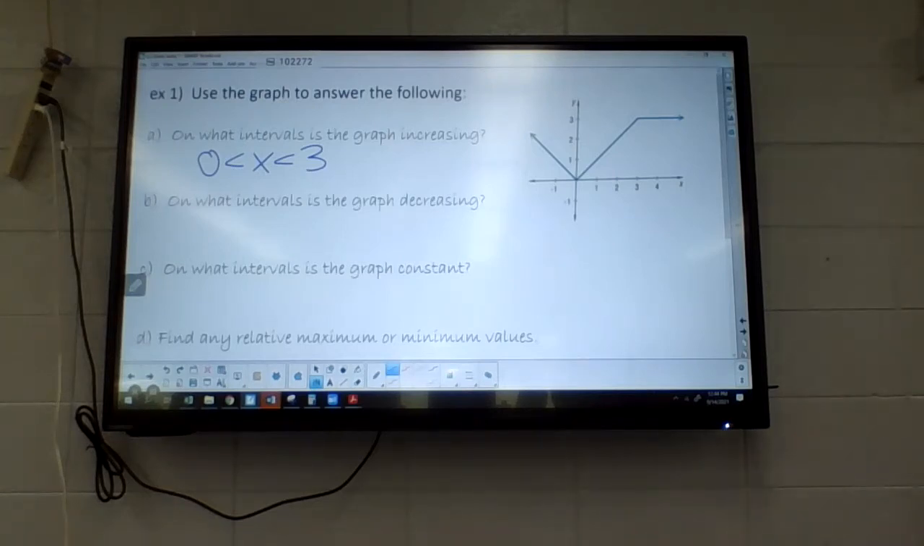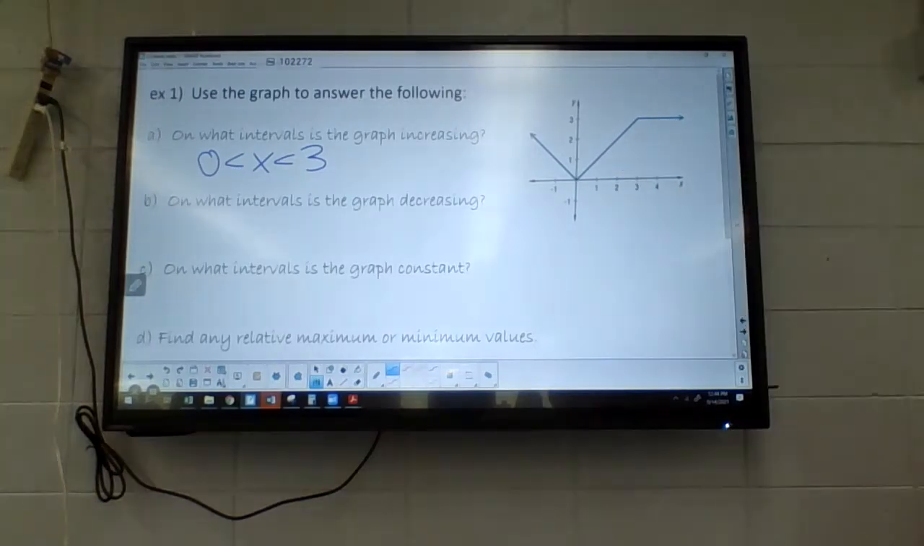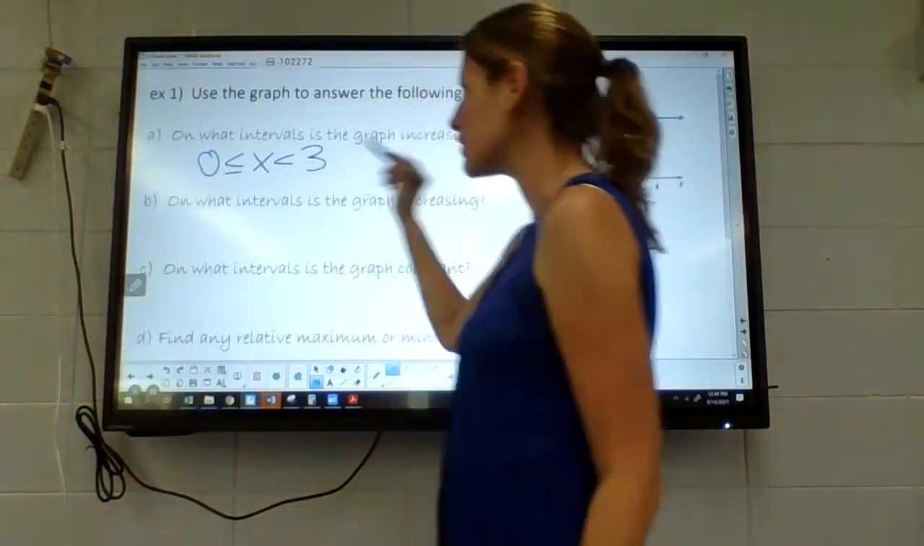But from 0 to 3, the graph is increasing. If you use the equal line or you don't, it's really up to you. The book, I don't remember if it does or not. I think they use the equal to line. If you want to stick with the book, that's fine.